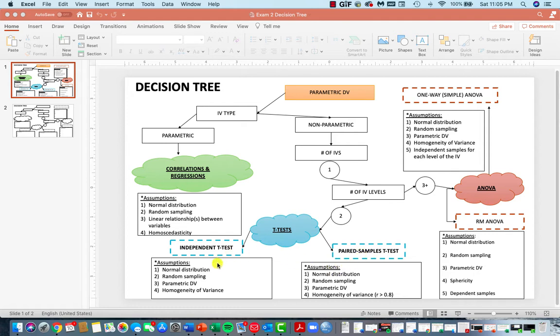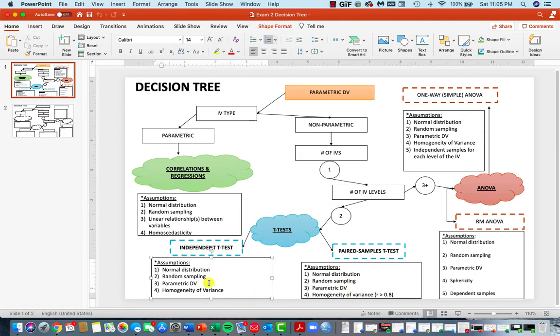I've listed the assumptions. Both of these should be pretty much the same, right? We have normal distribution, random sampling, a parametric dependent variable, in addition to two levels of a non-parametric independent variable. So you could add that if you want to.